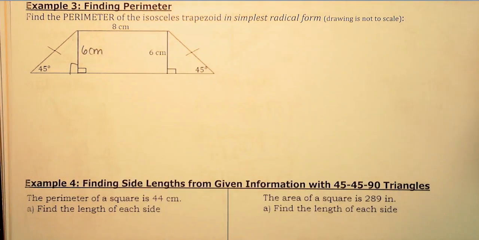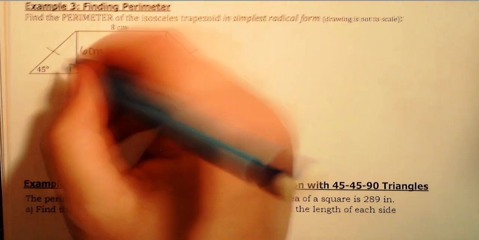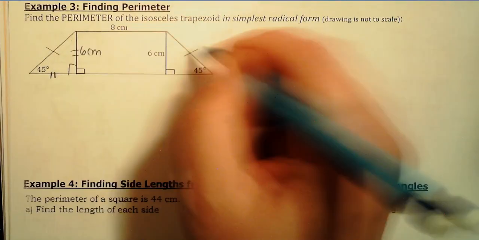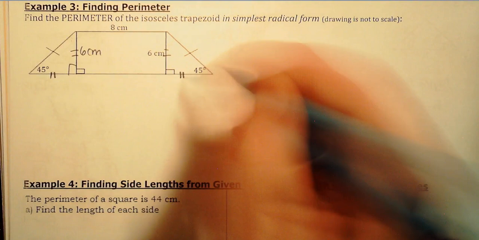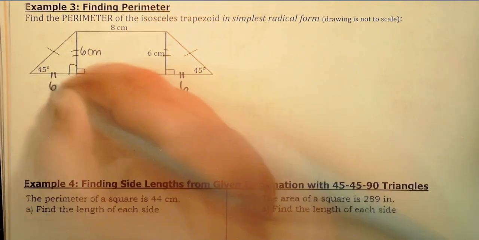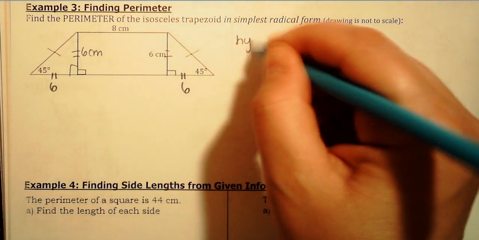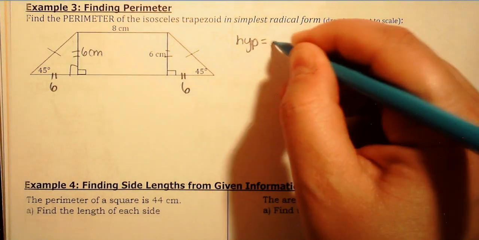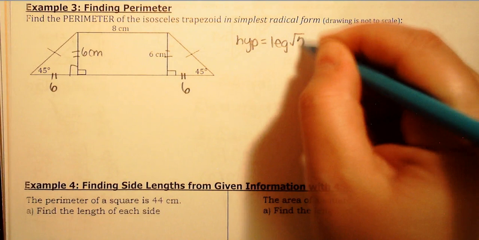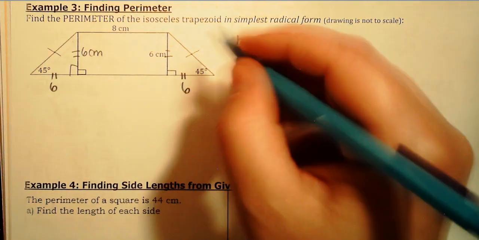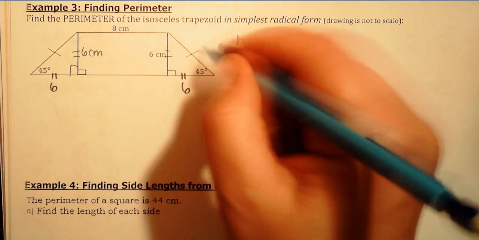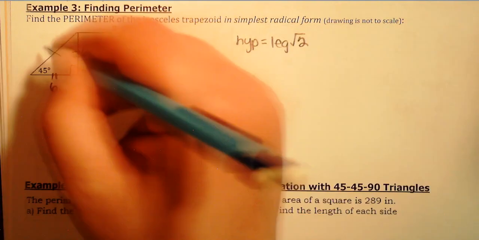That's actually a leg in that triangle. So these two sides are the same, and so this would be 6, this would be 6. And in this situation, remember the hypotenuse of the 45-45-90 is equal to the leg times the square root of 2. Now, the hypotenuse would be, right, this would be the hypotenuse, this would be the hypotenuse.